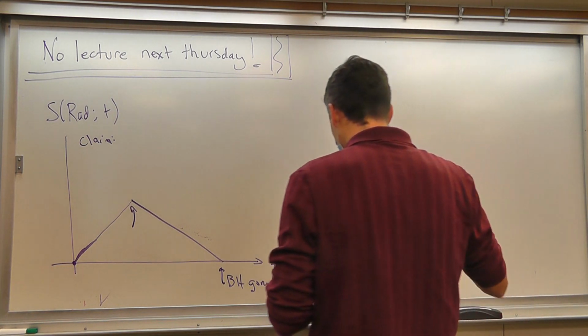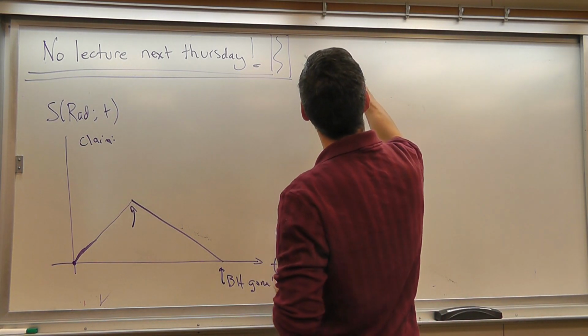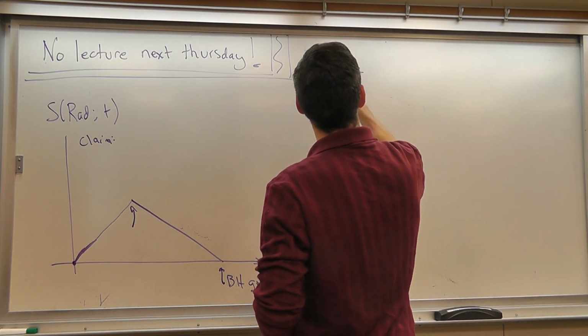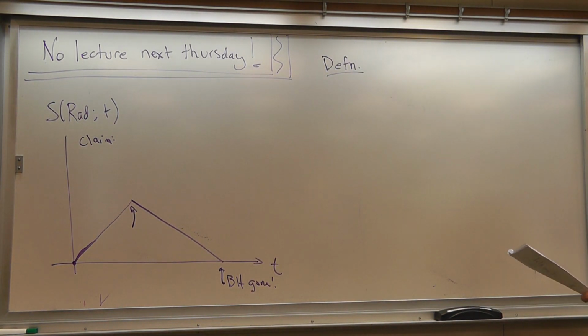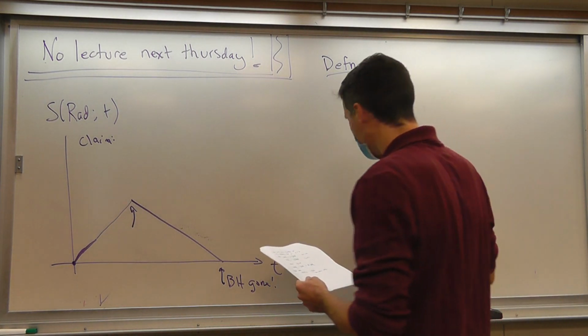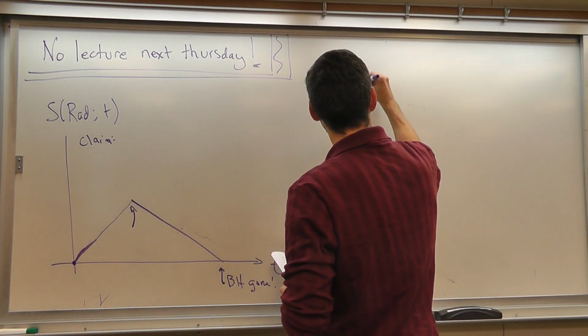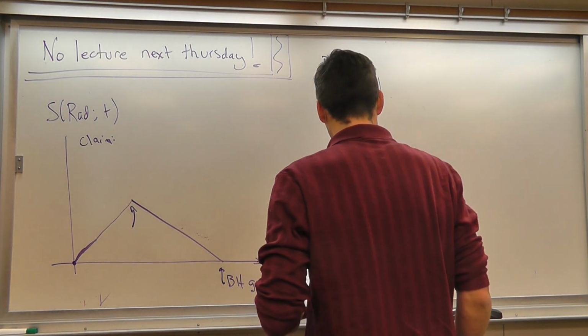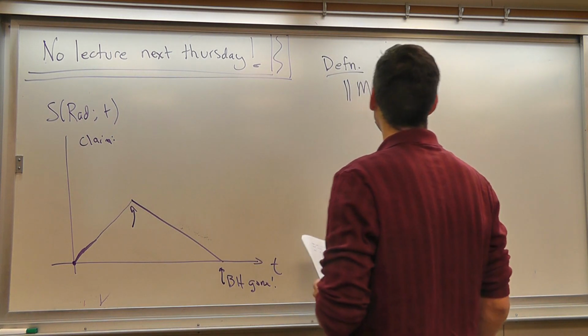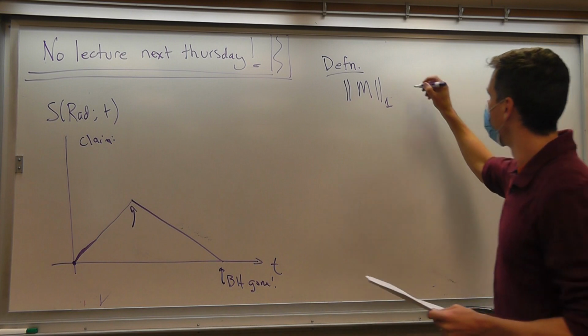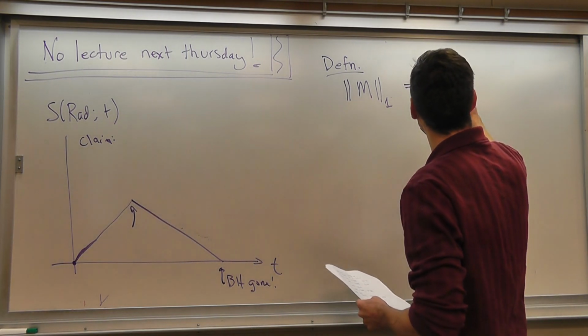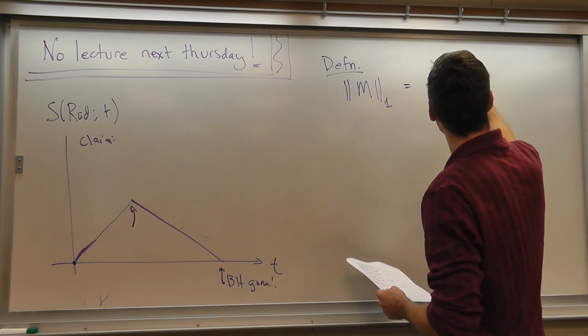I'm going to state a precise theorem for this model. But first I need a definition or two. The trace norm, which I'll denote ||M||_1, is the trace of the square root of M dagger M.